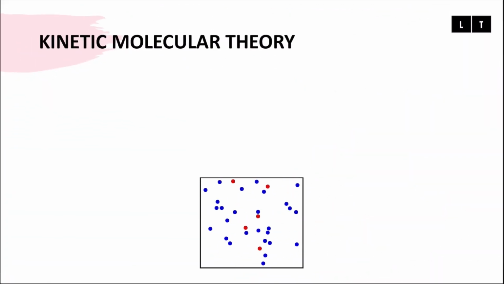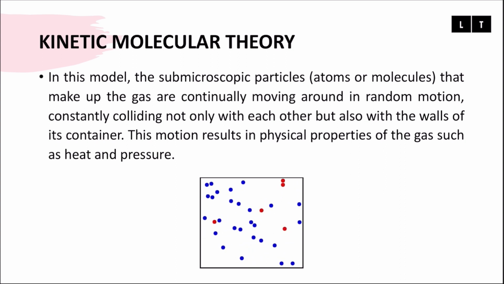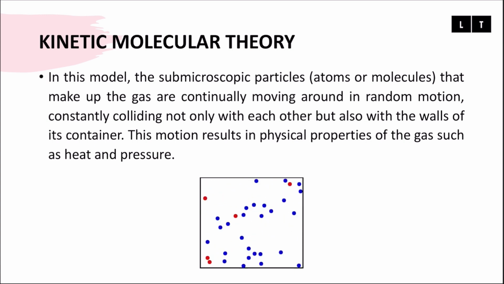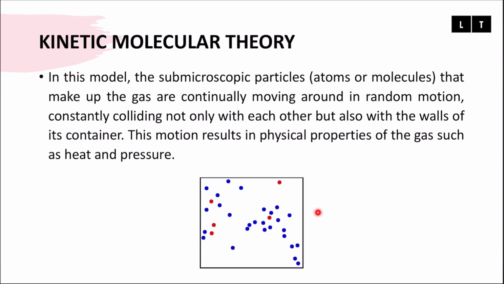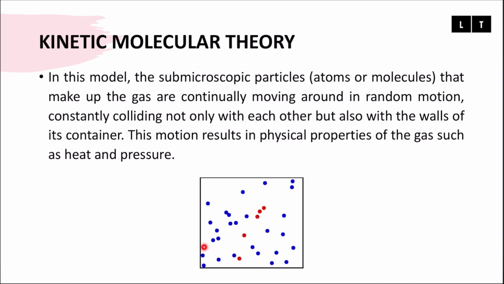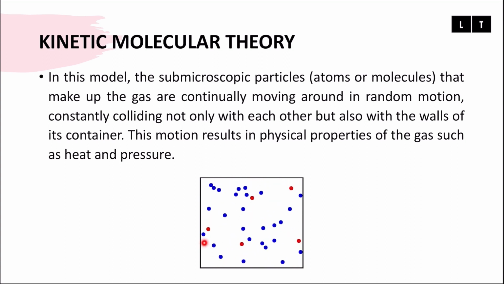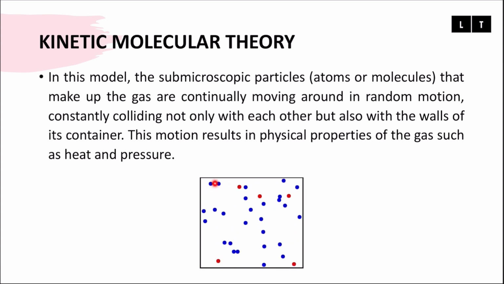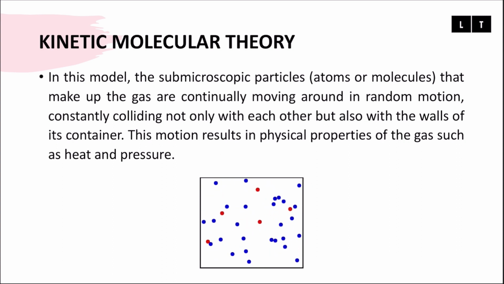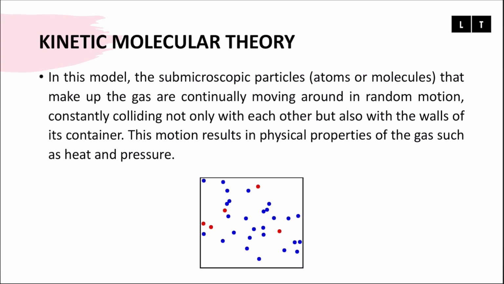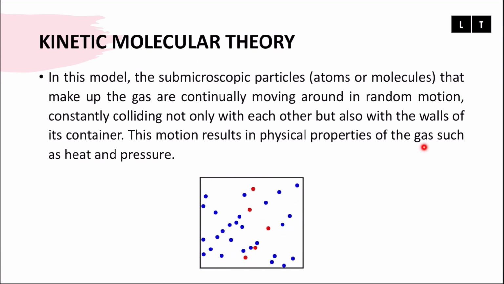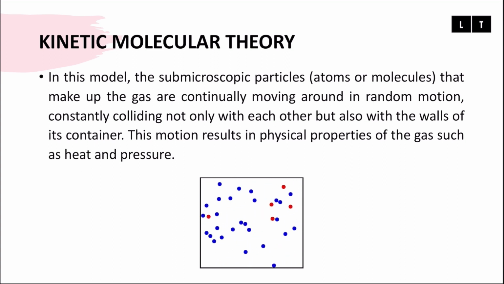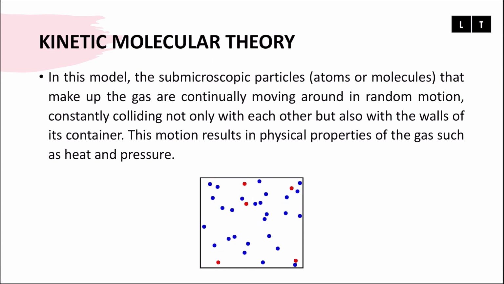So in this model, we should know that submicroscopic particles such as atoms or molecules that make up the gas are continually moving around in random motion, just like this one. And the movement is constant. Dan dia bukan sahaja berlanggar antara satu sama lain, tapi dia juga collide with the walls of the container because they are in gas phase. So this motion or this movement results in physical properties of gas such as heat and pressure. Kita boleh nampak ada perbezaan dari segi haba dan juga tekanan.